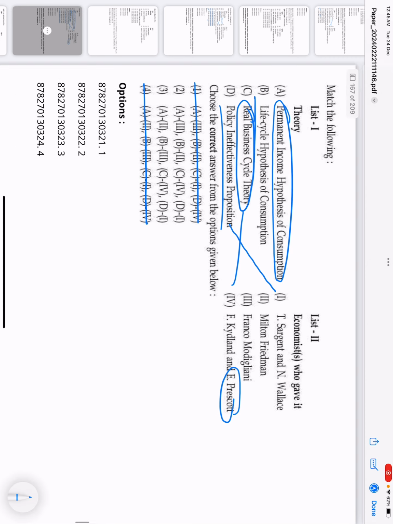options 2 and 3. And if we see it carefully, we will see that permanent income hypothesis was given by Milton Friedman. This is very famous. So A would be 2. So the answer would be 3rd.